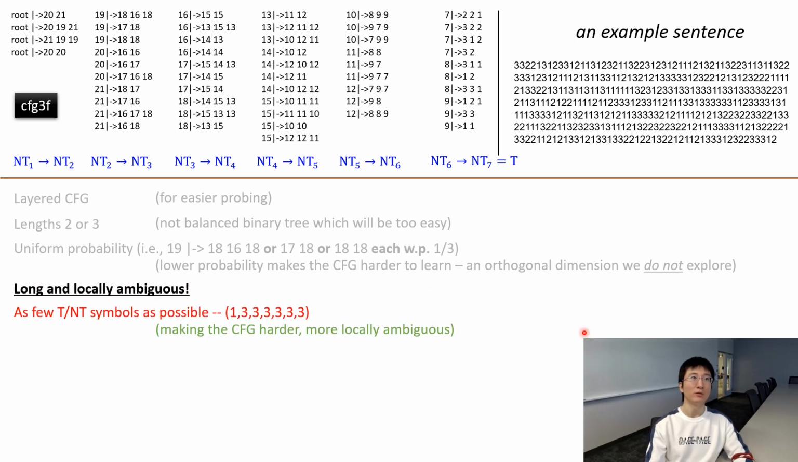At the same time, as I mentioned, the number of terminal and non-terminal symbols per layer is 1, 3, 3, 3, 3, 3, 3, 3, 3. In fact, we made the number of terminal and non-terminal symbols as few as possible, because this makes the CFG much harder to learn, and more locally ambiguous. Think about it. If I have 10 terminal symbols, then it's much easier to infer what their parent is, right? So I intentionally made the number of terminal symbols as few as possible, having only 3 terminal symbols. This way can make the language more ambiguous, and at the same time, I also made the intermediate non-terminal symbols only 3 possibilities for each layer for similar reasons. So that's another property of the CFG3F data that we generated.